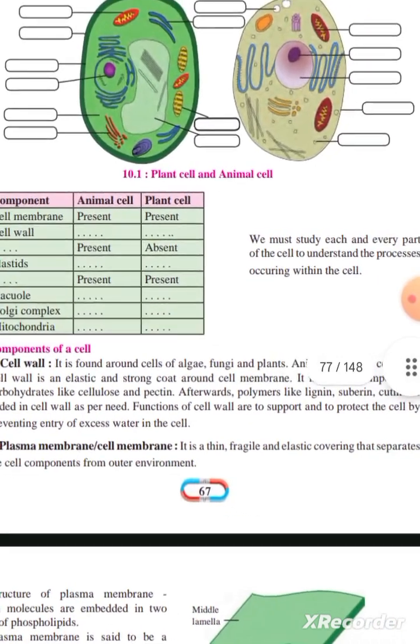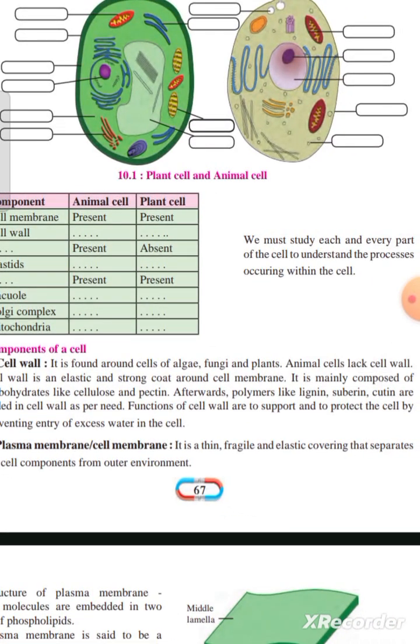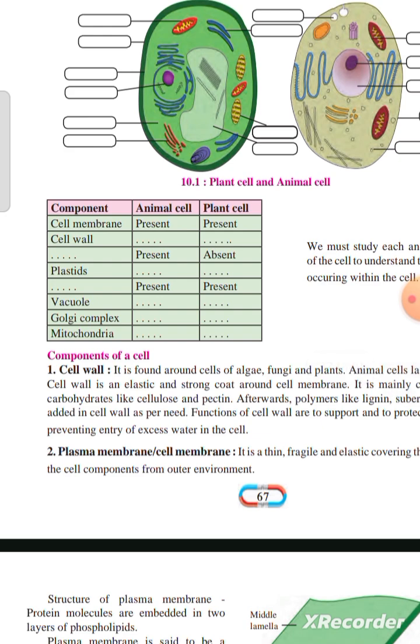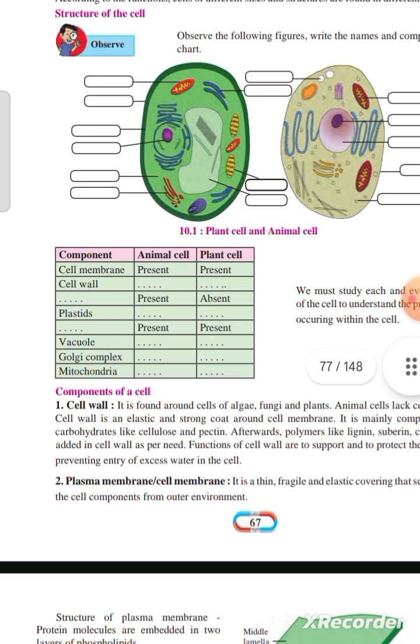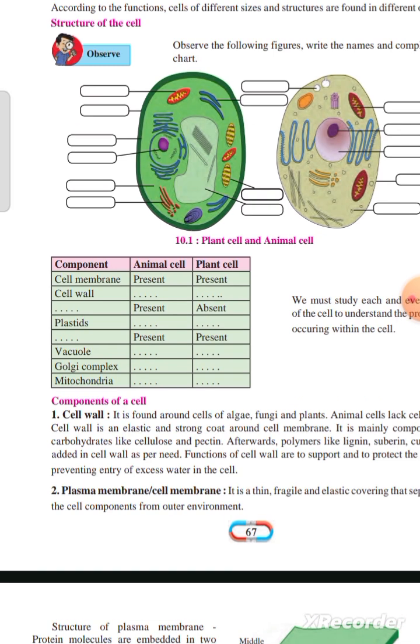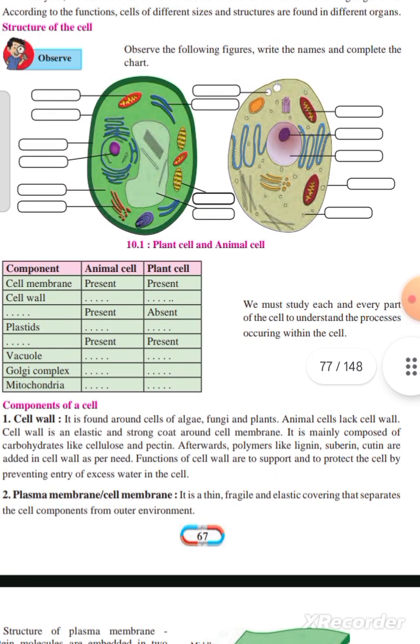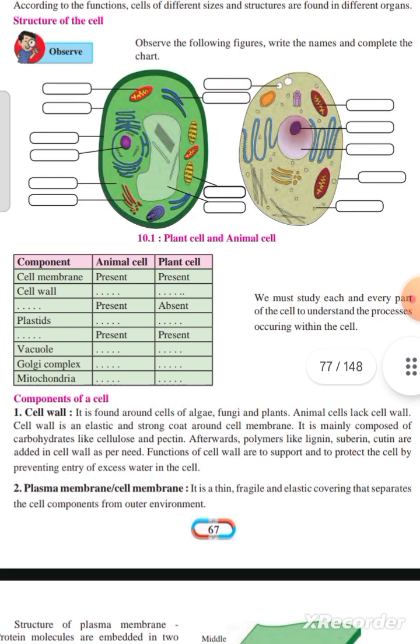Cell wall is found around the cells of algae, fungi, and plants. Animal cell lacks a cell wall. Cell wall is an elastic and strong coat around the cell membrane. It is mainly composed of carbohydrates like cellulose and pectin. Afterward, polymers like lignin, suberin, and protein are added in the cell wall as per need. Function of the cell wall is to support and protect the cell by preventing entry of excess water into the cell. Let's see what is meant by cell wall. Cell wall is found around the cells of algae, fungi, and plants. That means it is present only in plant cells, algae, and fungi. Fungi, that means bukri.